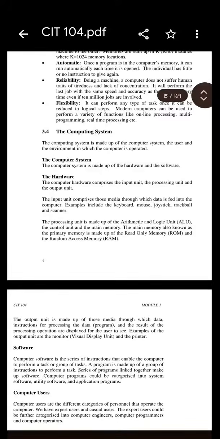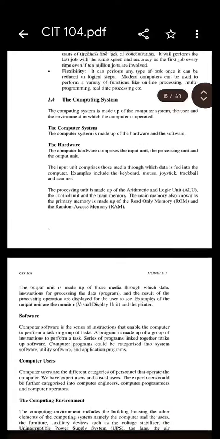You see this RAM and ROM that I was talking about? It has finally come. The main memory, also known as the primary memory, is made up of the read-only memory, that's ROM, and the random access memory, RAM. Also now we are going to see it somewhere now. I knew it, because I've had this computer.